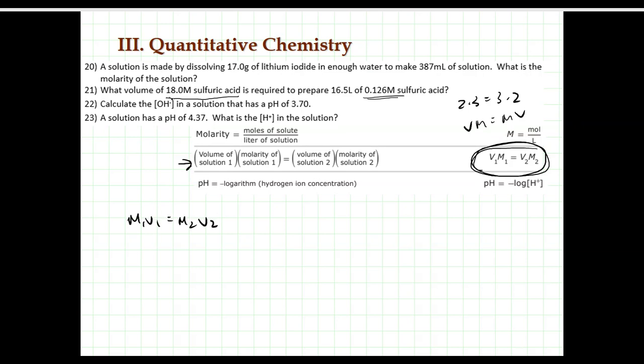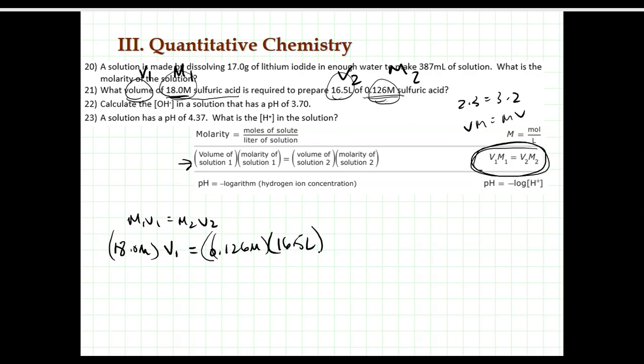In my question, I have an M and I have a V, and I have a V and I have an M. And this is 1 and 1, and this is 2 and 2. So now I just have to plug things into my formula. So 18 molar for M1. V1 we don't know, so I'm going to leave it as V1. Set that equal to M2, 0.126, times, oh, I missed my parentheses, times the volume, 16.5 liters.